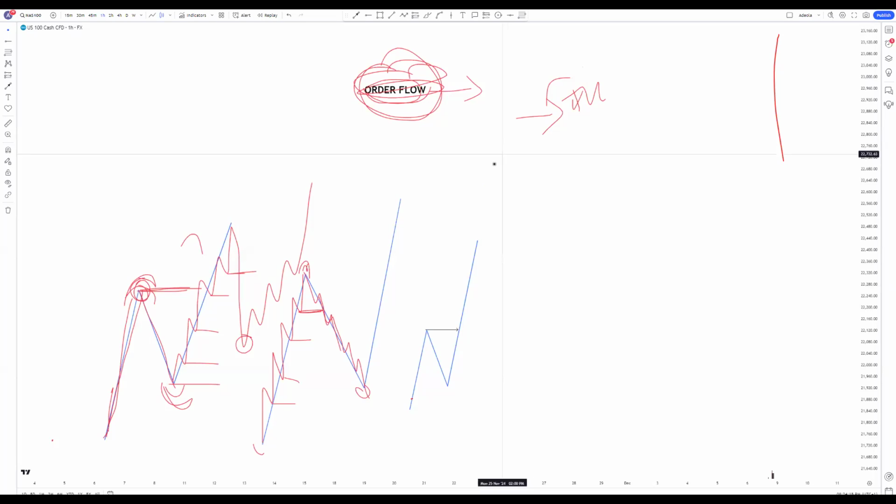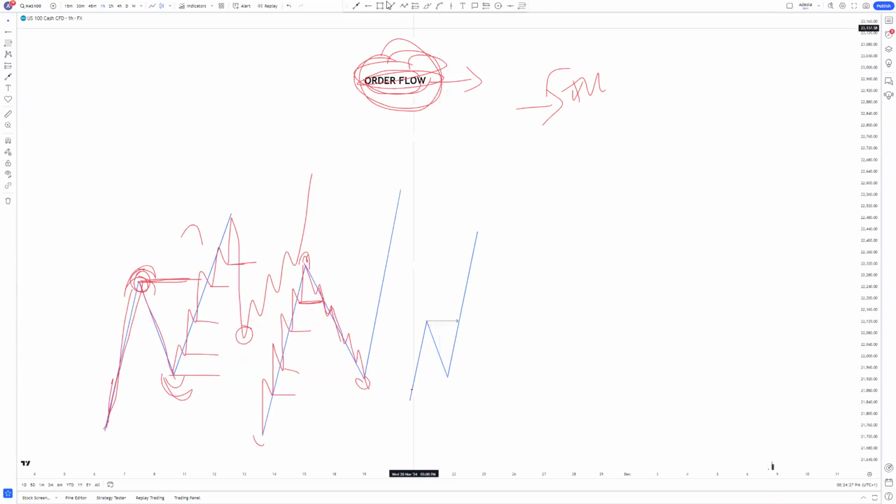All right, so let's continue. Sorry, let me remove this. All right, so now this is the break of structure. Now, like I said, this is how it's going to look. It is going to look like this.